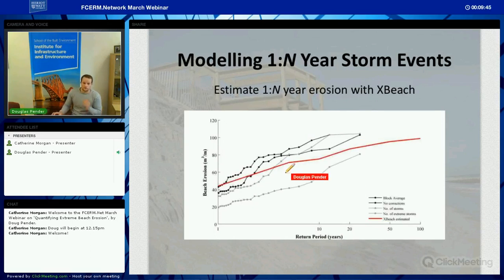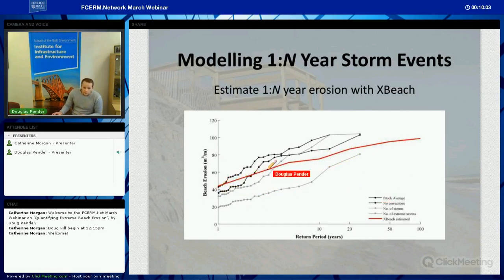So these are the results. The black and grey lines are the empirical erosion. So this is taken from the measured profile data again, just using 4 different techniques to get a decent spread of values. And the red line is the maximum erosion at each return period generated by XBeach.